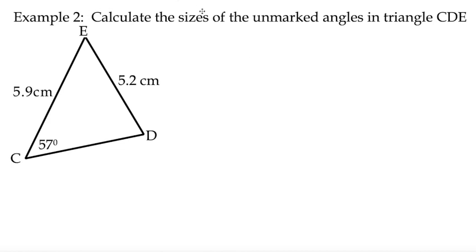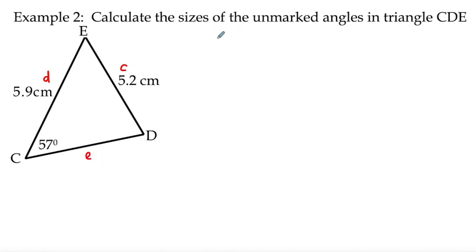It says calculate the sizes of the unmarked angles in triangle CDE. So in this triangle here, we've only got one marked angle. We don't know the other two. We're asked to calculate them both. So how do we start this off? Well, we'll have a look at the triangle. We've got vertices C, D and E. So we can mark in our small sides c, small d and small e.